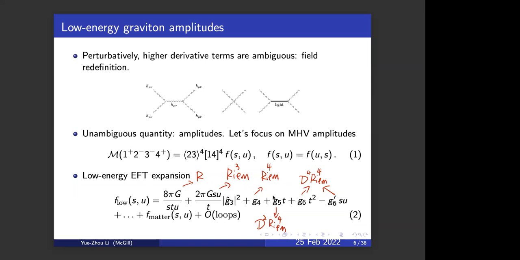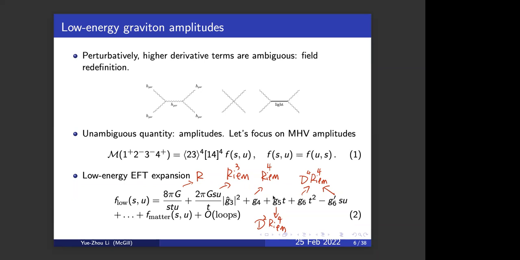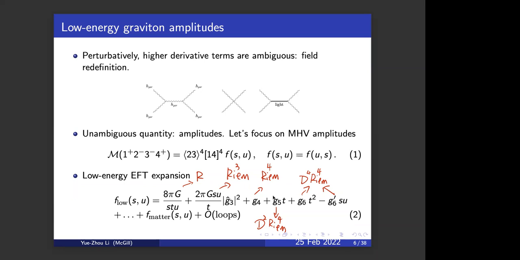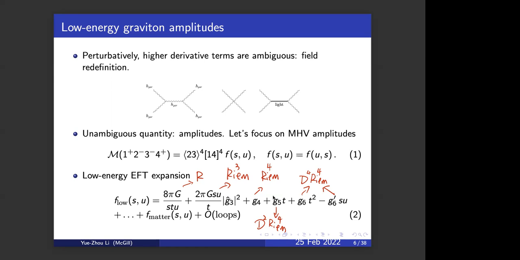Sorry, when you are considering this low energy EFT expansion, your expansion parameter is just capital E over capital M? Capital E over capital M, yeah. It basically means we expand in terms of the energy over the mass gap. Yeah, it works in that region. Okay.